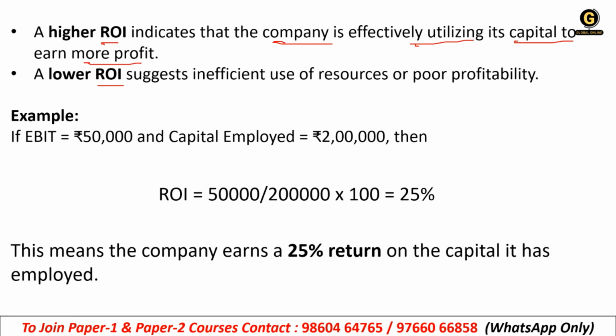Clear? For example, if EBIT, that means earnings before interest and taxes, is 50,000, and capital employed is 2 lakh, then what will be the return on investment? 50,000 divided by 2 lakh into 100, that will be 25%. That means the company earns a 25% return on the capital it has employed. Correct? That is how we calculate the return on investment.